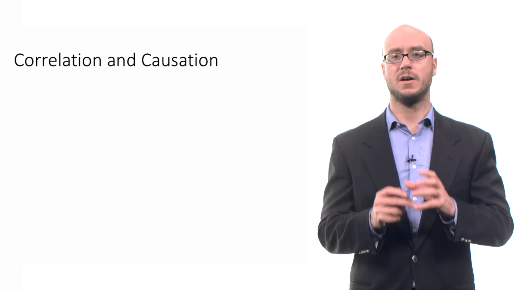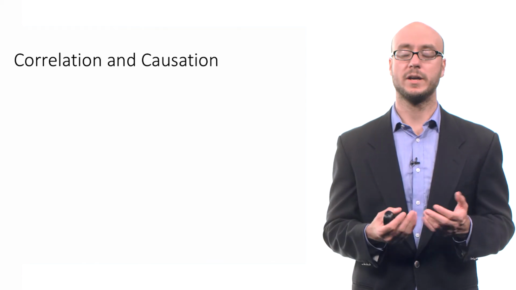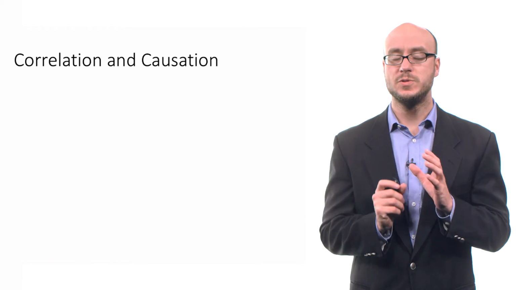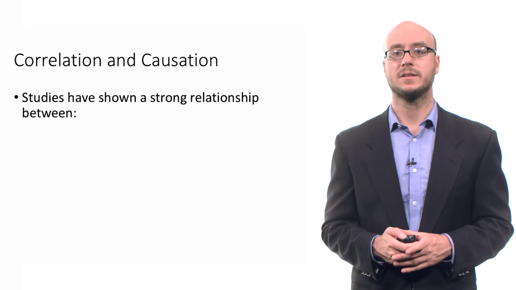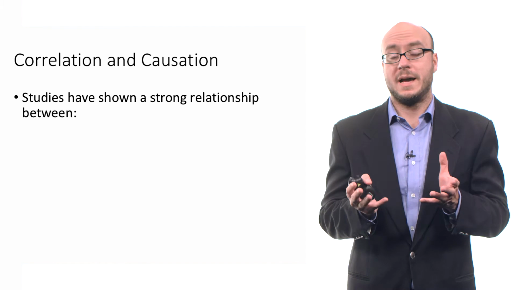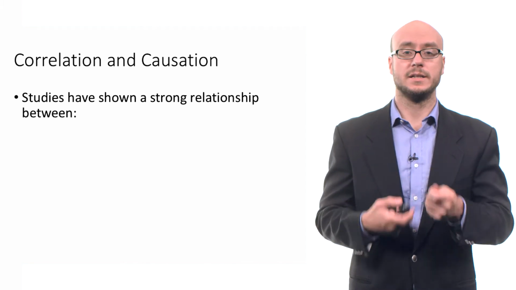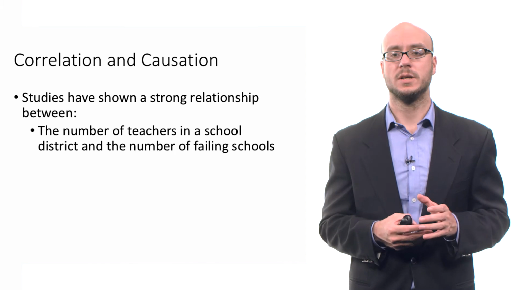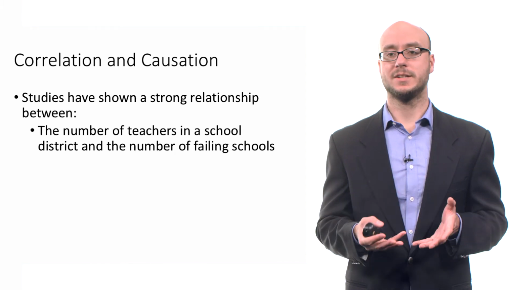Another limitation of correlation and, in a similar way, covariance, is that they are measures of association. Right? They do not tell you cause and effect. So if you look at past studies, we know that there's a strong linear relationship based on correlation between the number of teachers in a school district and the number of failing schools.